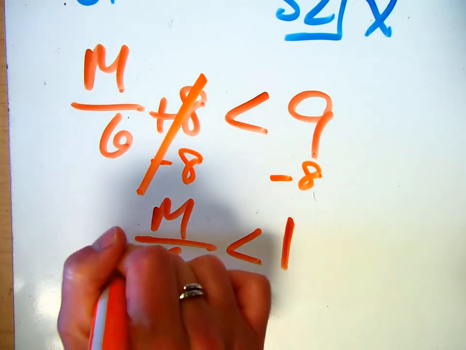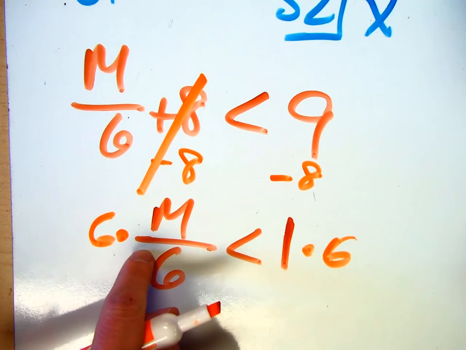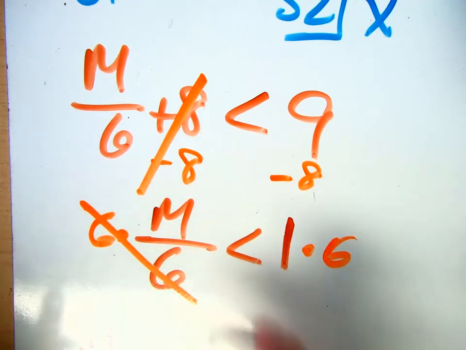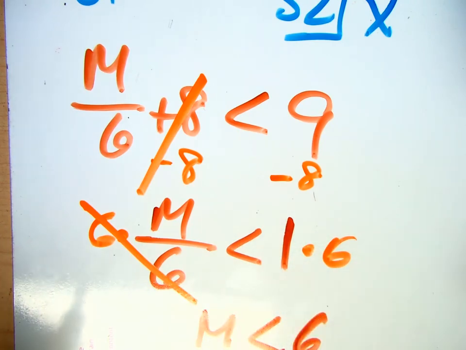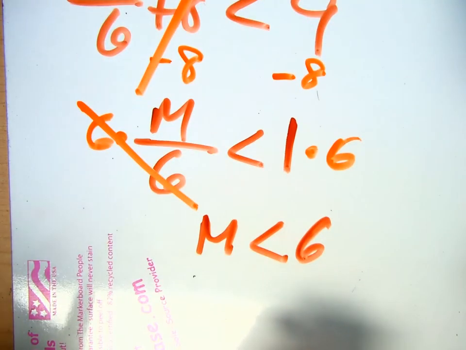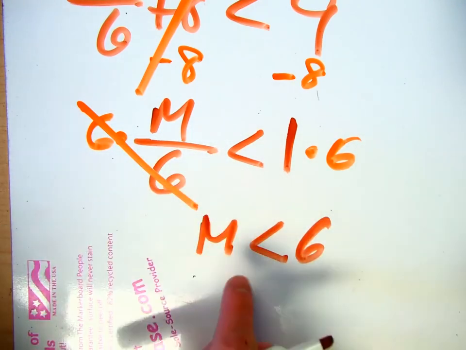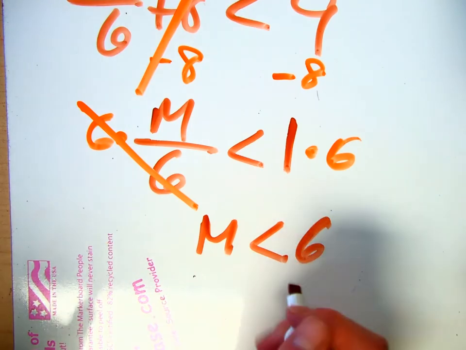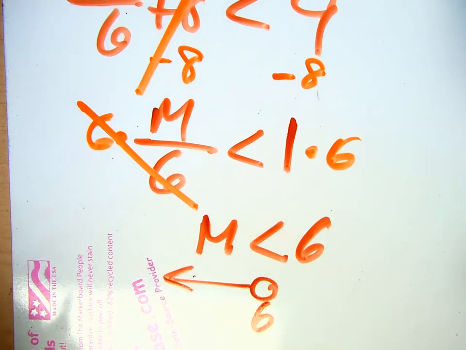To get rid of the 6, I'm going to multiply on both sides because that line means division. We end up crossing out the 6's. We get to keep m by itself, and 1 times 6 makes 6. I did not multiply on both sides by a negative number, so I don't have to flip, and the inequality is not backwards, so I don't have to swap. To shade it, it will be an open circle over 6, shaded to the left.